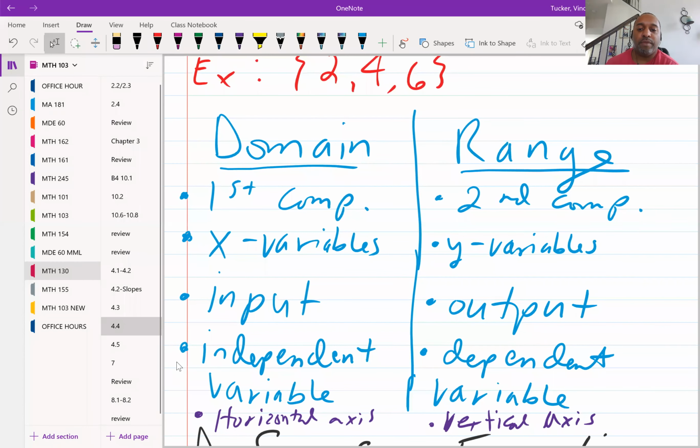Domain is considered the independent variable. Range is considered your dependent variable. And then it also means your domain will be on your horizontal axis, and your range will be on your vertical axis.